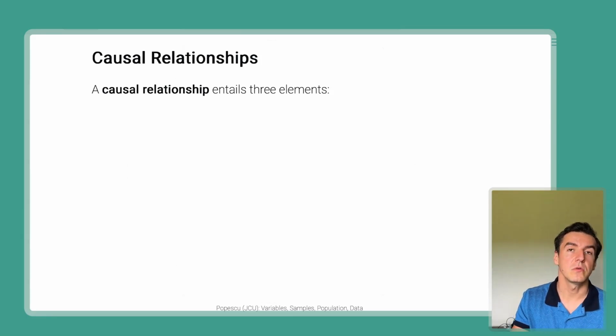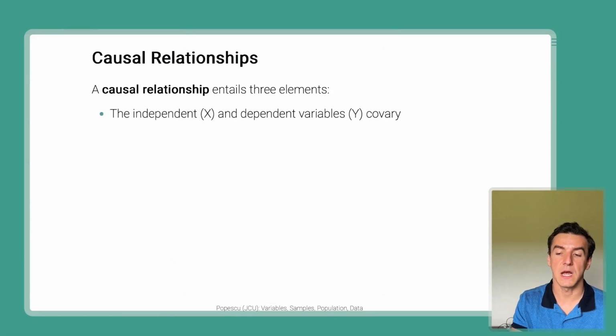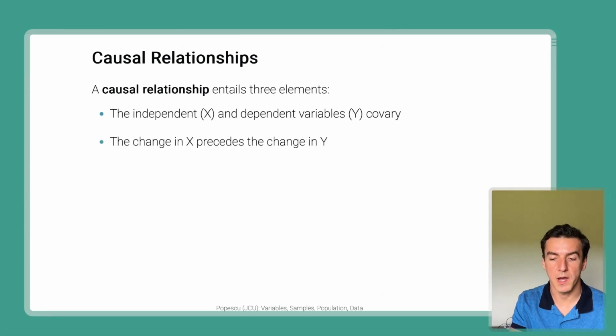A causal relationship is different from an association in the fact that it consists of three different elements. One, the independent and the dependent variable covary or are associated. So a causal relationship is first and foremost based on an association. This means that when you see an increase in the independent variable x, you're also expected to see an increase or a decrease in the dependent variable y.